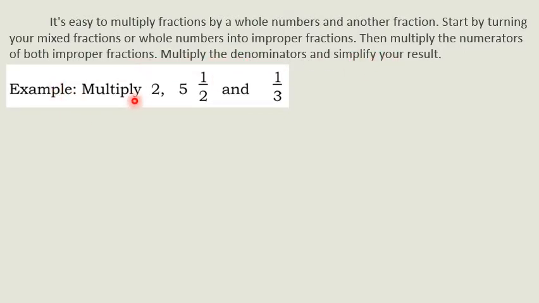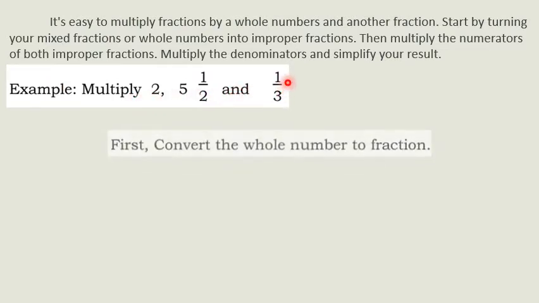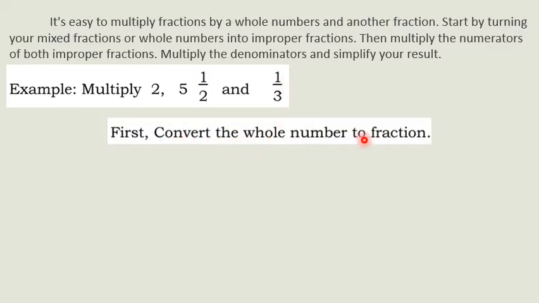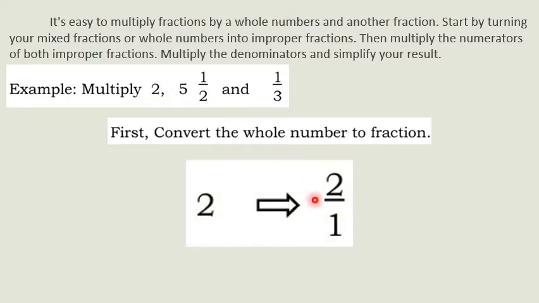So, paano po yun? For example, we have 2, 5 and 1/2, and 1/3. Ang una daw gagawin natin is to convert the whole number to fraction. Itong 2, whole number siya, kailangan maging fraction siya. Paano siya ginagawang fraction? Tandaan natin, yung mga whole number ay merong denominator lagi na 1. So, yung 2, pag ginawa natin fraction, magiging 2 over 1. Kahit anong whole number, halimbawa, 5, magiging 5 over 1. Basta lahat ng whole number, ang denominator nila is 1.